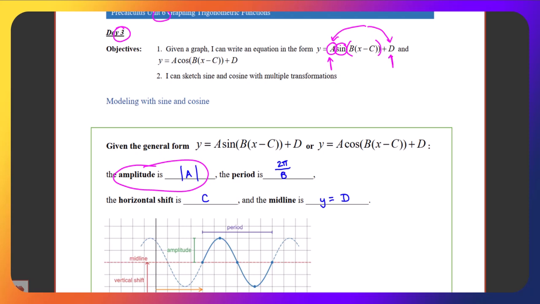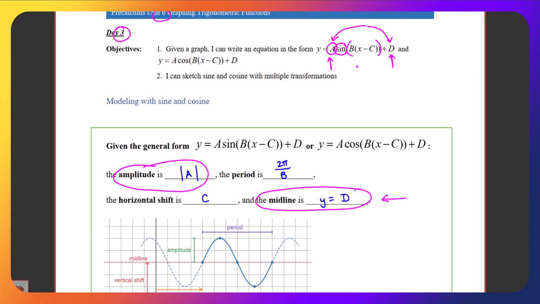This is also outside the function. That's going to be the vertical shift, and what we do is we shift the midline of the graph, the middle of the graph, and so the middle of the graph will be the shift.